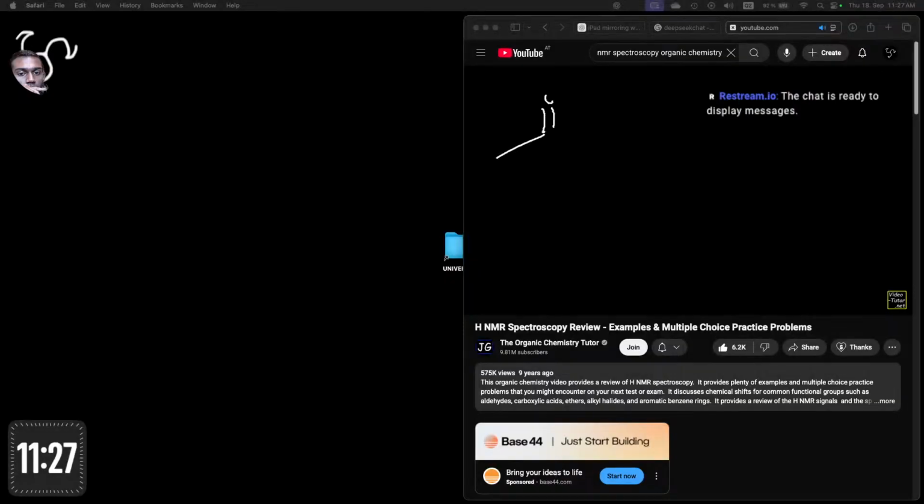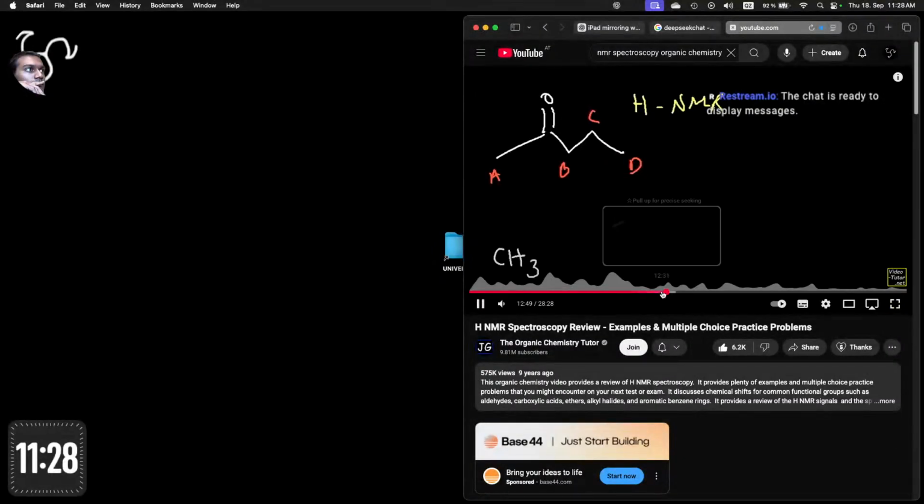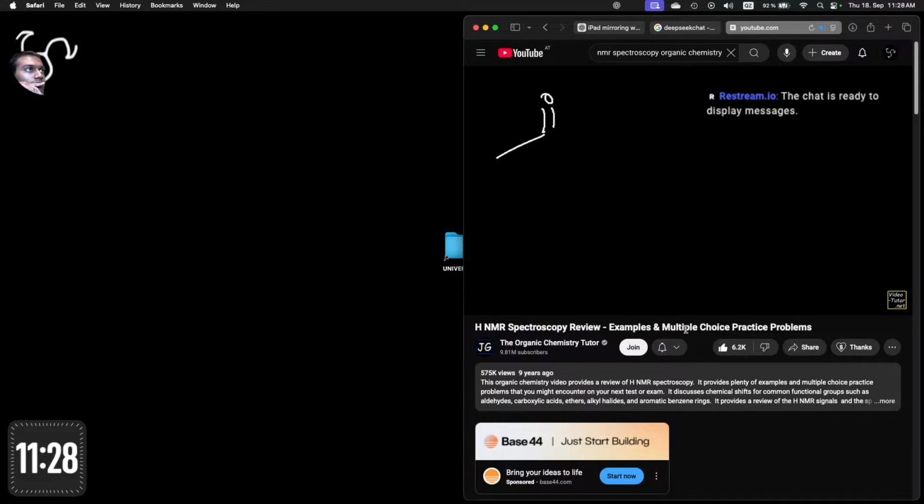So now, what about this compound? How many different signals are there? Now notice that there's no symmetry in this molecule. Everything is different. This is going to be signal A, B, C, and D. Now remember, we're focusing on HNMR, not CNMR. So for HNMR, you focus on the hydrogens. We didn't count that. So now, what about this compound? How many different signals are there?